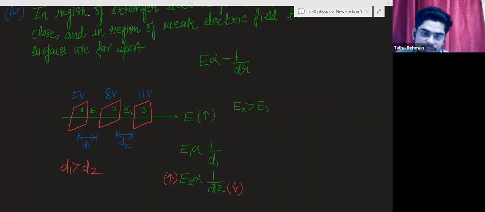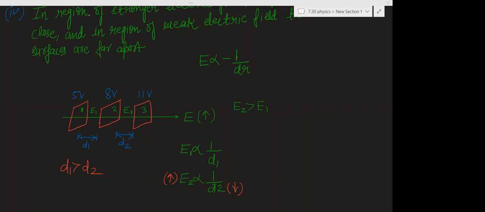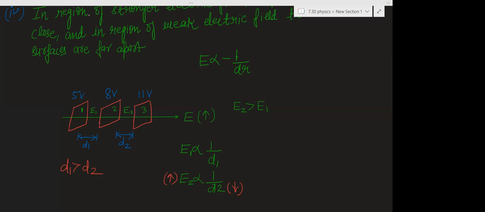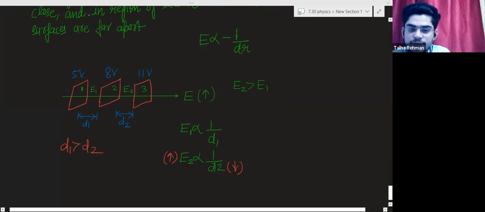Here, this is a region of weak electric field. Region of weak electric field means the separation will be larger according to this definition. Here the electric field is more, so the separation should be less. Noted? Yes, so one more.